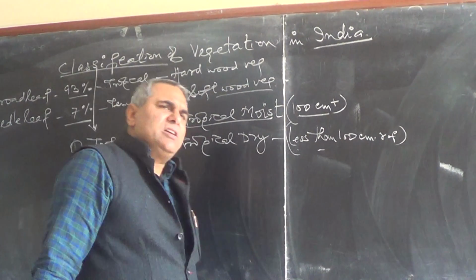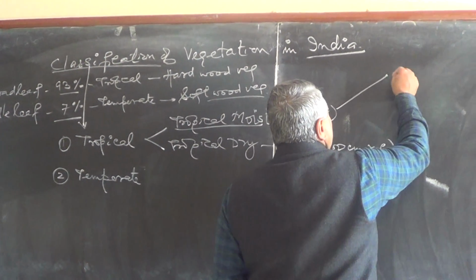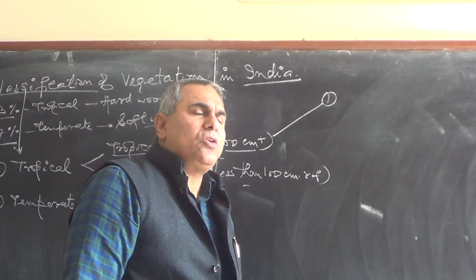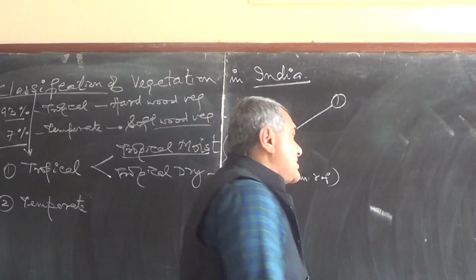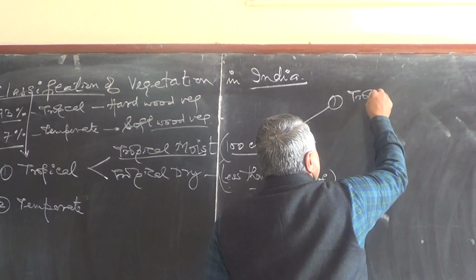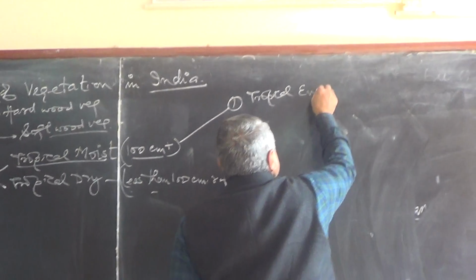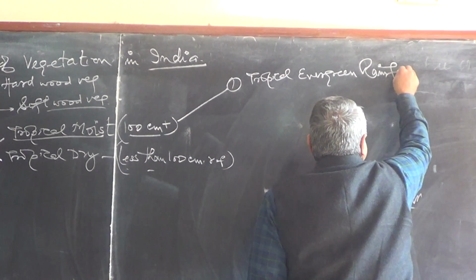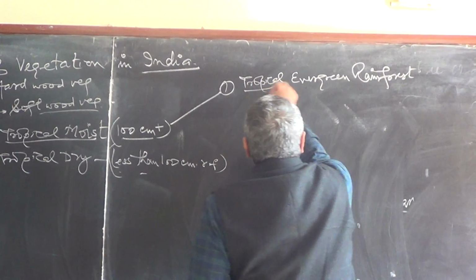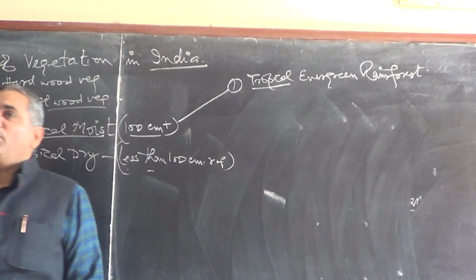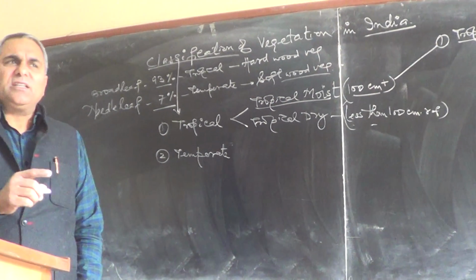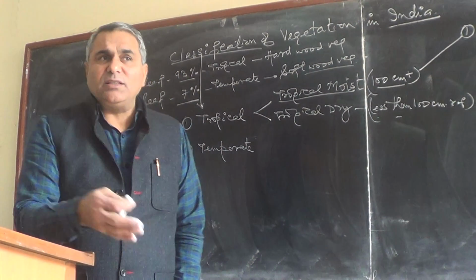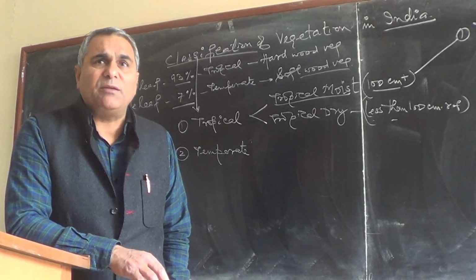Now in tropical moist, there are different types. Number one is tropical evergreen rainforests. Tropical refers to climate, to temperature. What is the basic difference between tropical and temperate? How do we determine that this area is tropical and this area is temperate?